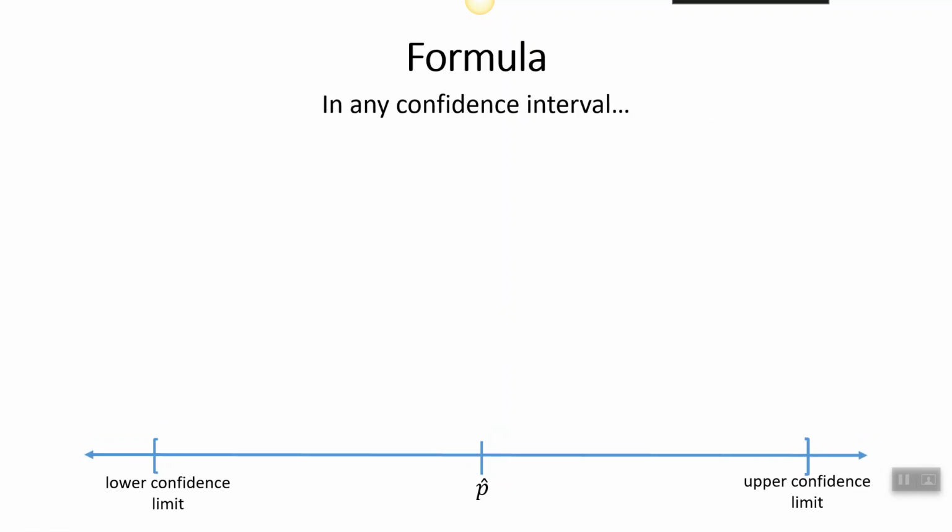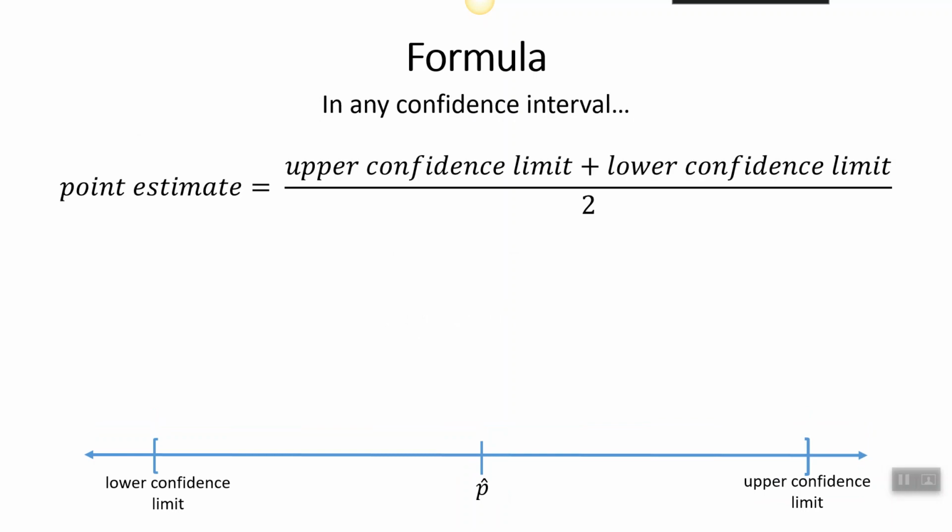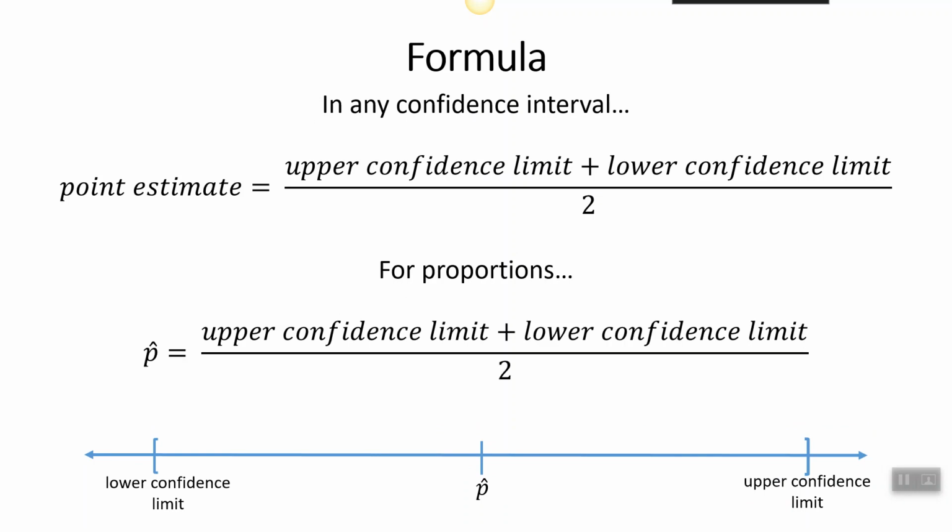So here's a formula. It's nice to have one of those for the problems we work. Our point estimate in any confidence interval is the upper confidence limit plus the lower confidence limit divided by 2. Specifically for proportions, it's pretty much the same. I just labeled the left side of this equation with p hat.